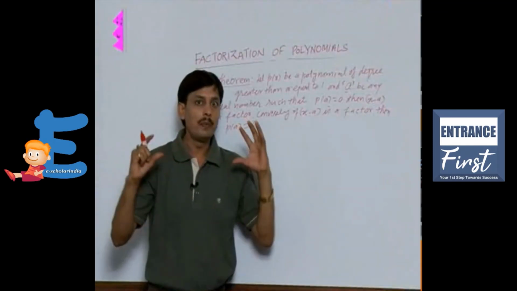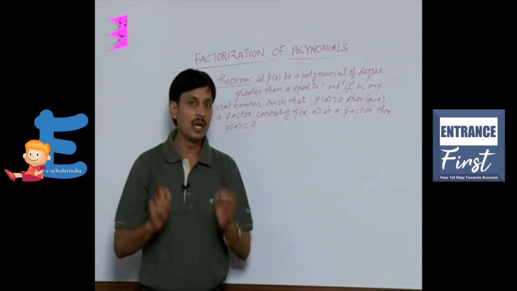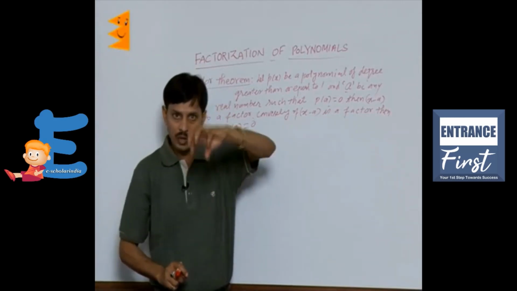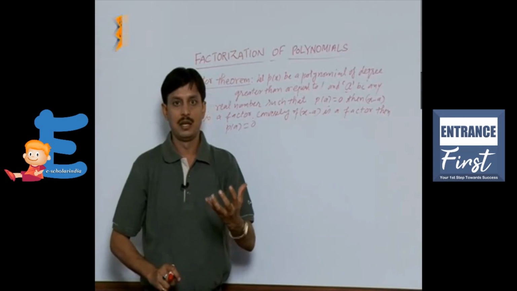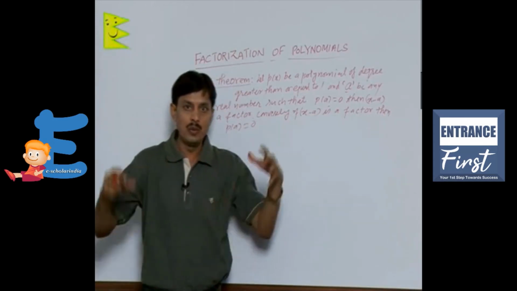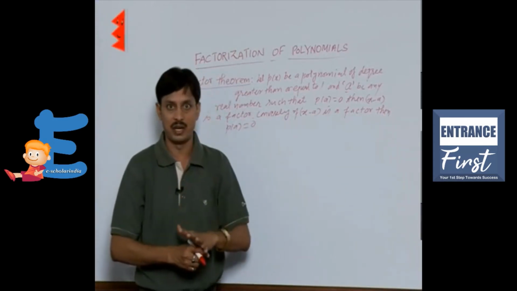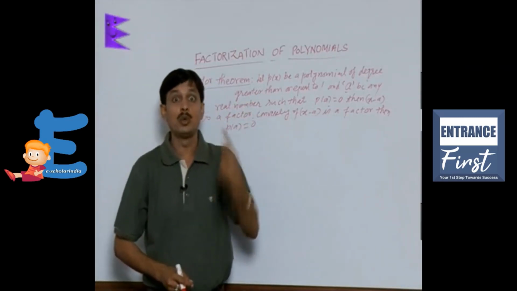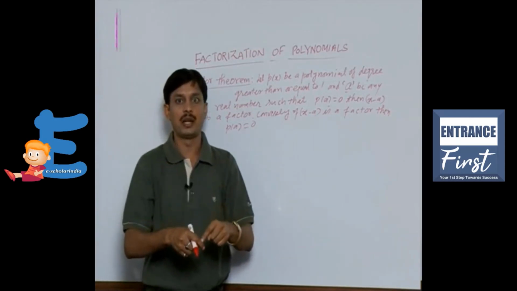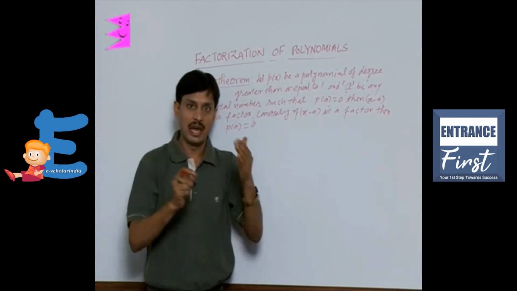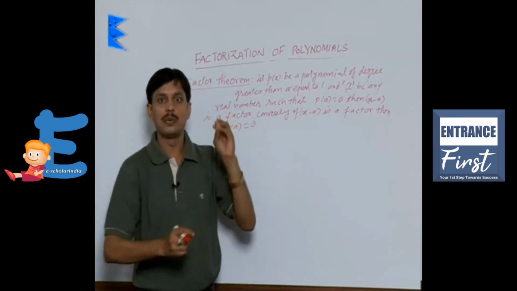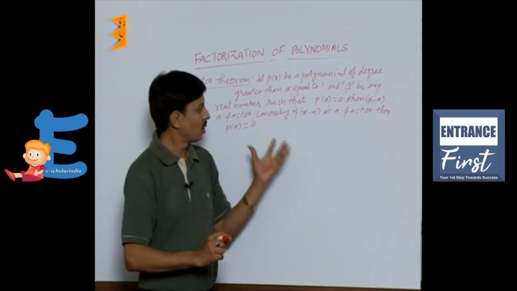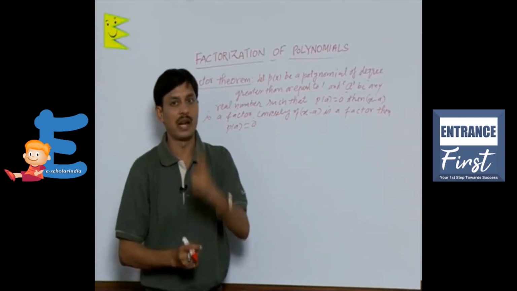That is, if p of x is any polynomial with degree greater than or equal to 1, and a is any real number which, when put in place of x, makes the polynomial 0, then we say x minus a is a factor. If the value of the polynomial becomes 0 at x equals minus a, then x plus a is a factor. And conversely, if x minus a is a factor of the polynomial, then p of a will be 0. So this is the theorem which is known as the factor theorem.